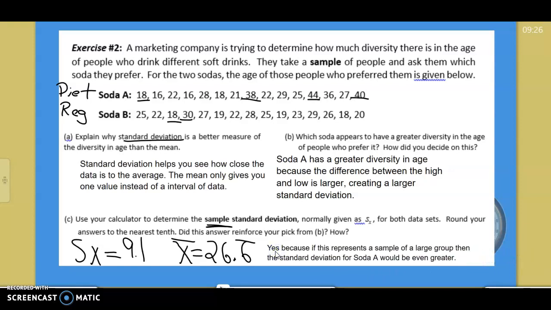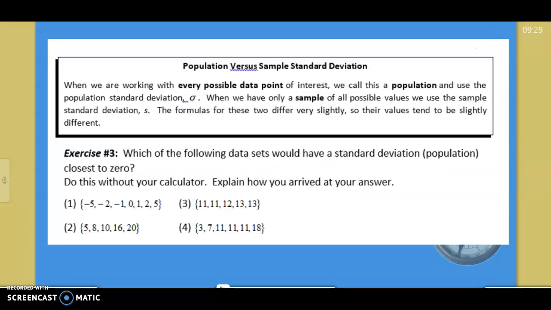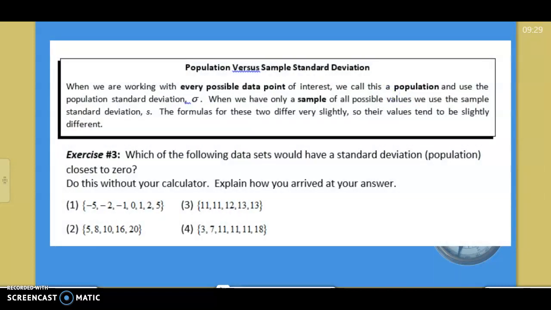Yes, because if this represents a sample of the larger group, then the standard deviation for soda A would be even greater. We are working with every single possible data point. We call that the population standard deviation, okay? And this is the regular weird looking symbol with an X next to it. And if we have only a sample, that's when we go with the SX, because that sample represents a larger group, all right?